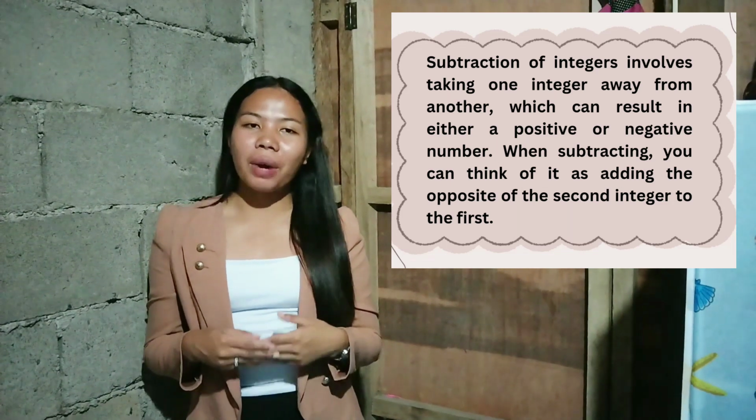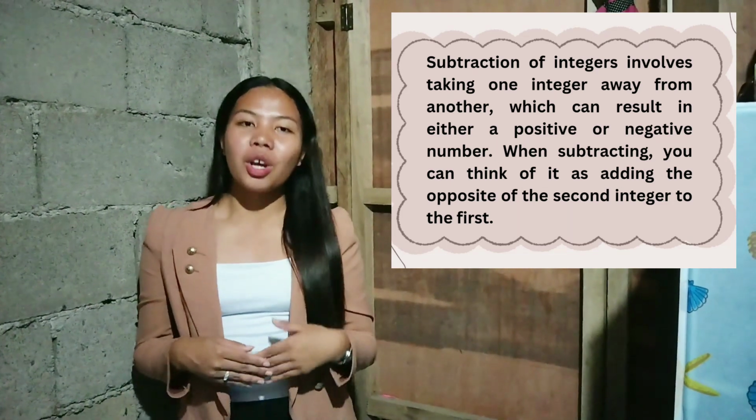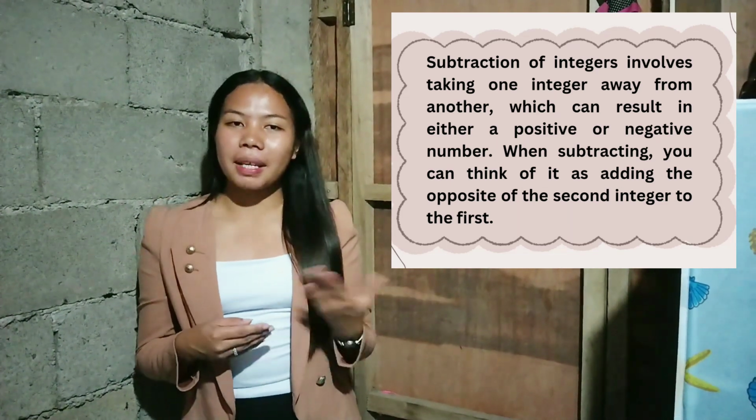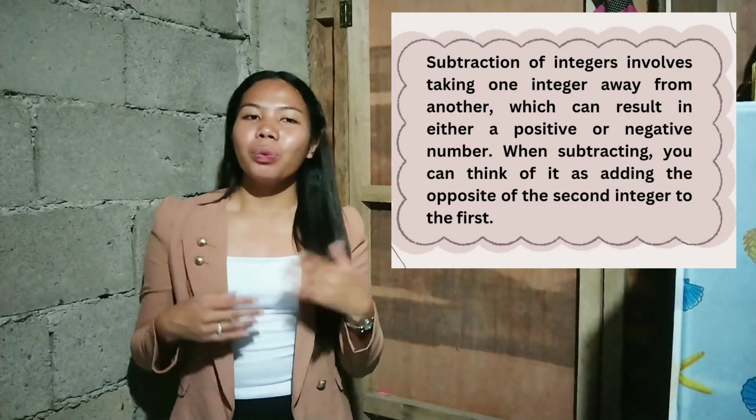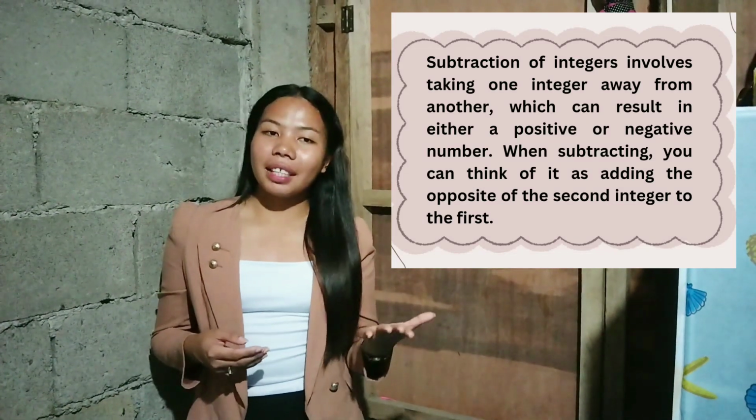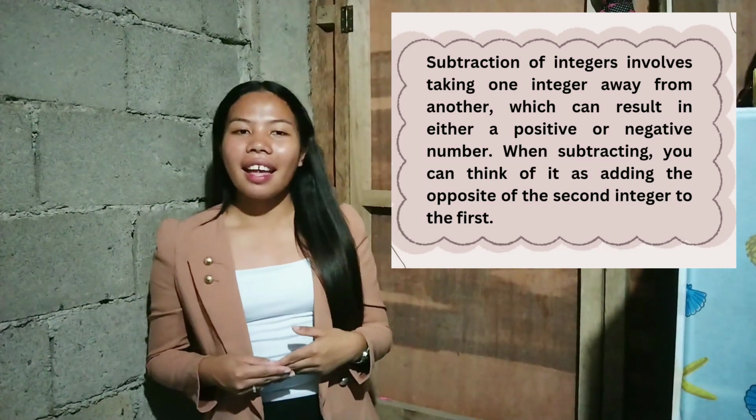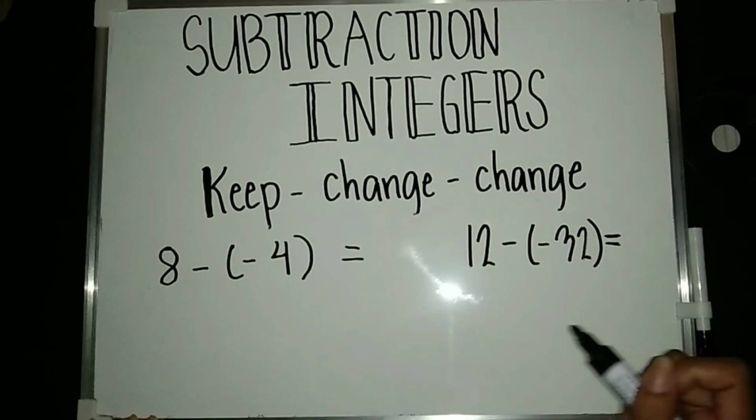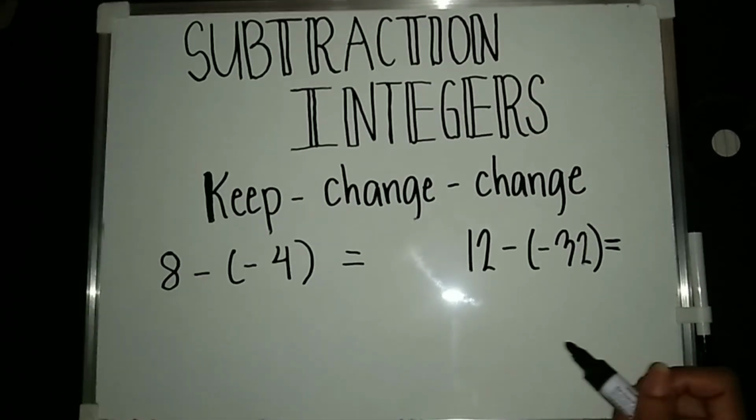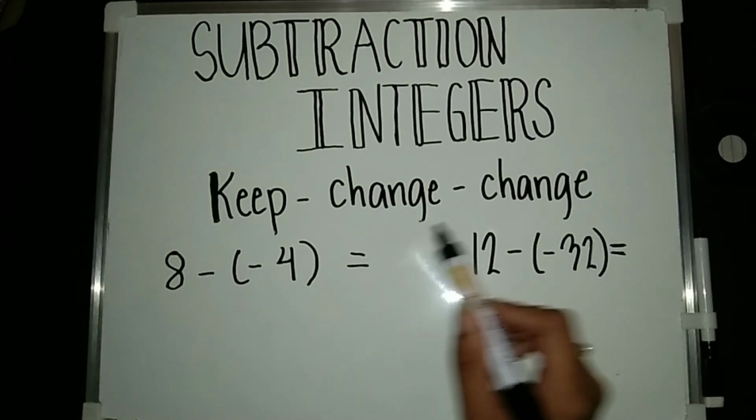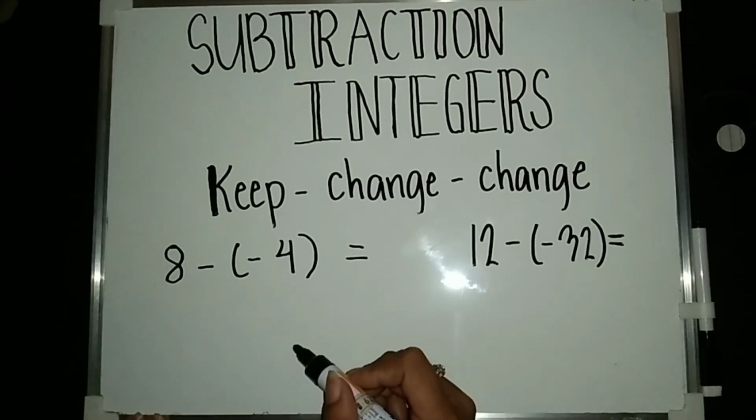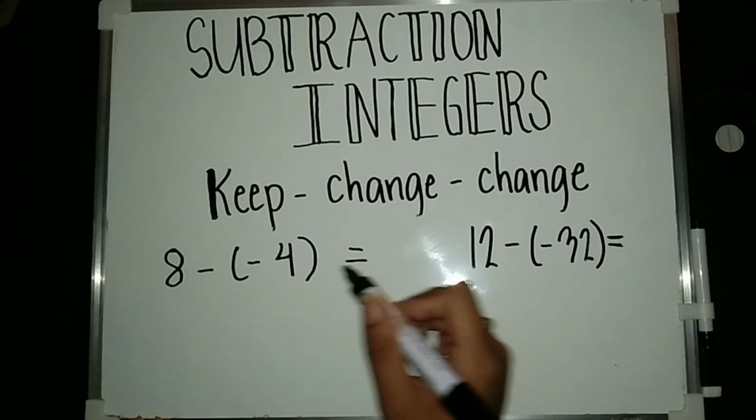Subtraction of integers. This involves taking one integer away from another, which can result in either a positive or negative number. When subtracting, you can think of it as adding the opposite of the second integer to the first. So in subtraction of integers, we have a method, which is keep, change, change. So for example, 8 minus negative 4.